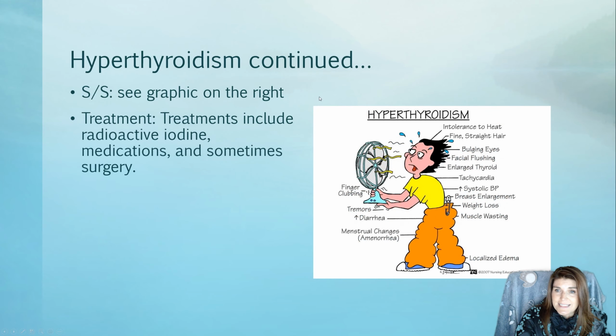Here are some signs and symptoms of hyperthyroidism. These guys are hot. They have fine, straight hair, bulging eyes, facial flushing, and an enlarged thyroid, so sometimes it bulges out. Tachycardia. In the last one, bradycardia; now we're at fast heart rate. Increased blood pressure, weight loss, muscle wasting. Their weight loss is not just due to fat, they're losing muscle tissue as well.